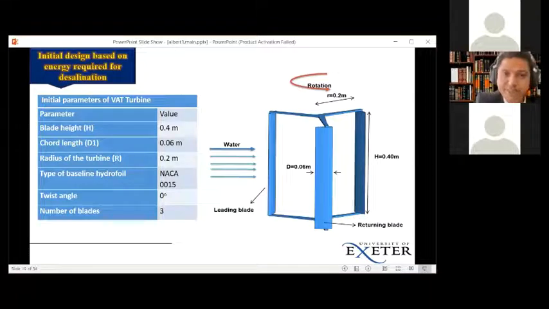Considering this energy, the well-known equations of vertical axis tidal turbines were used to calculate the initial parameters of that turbine, and you can see all initial parameters in this table. I designed a three-blade vertical axis tidal turbine in SolidWorks based on the initial parameters. So now we need to optimize this turbine, which we call the baseline turbine.